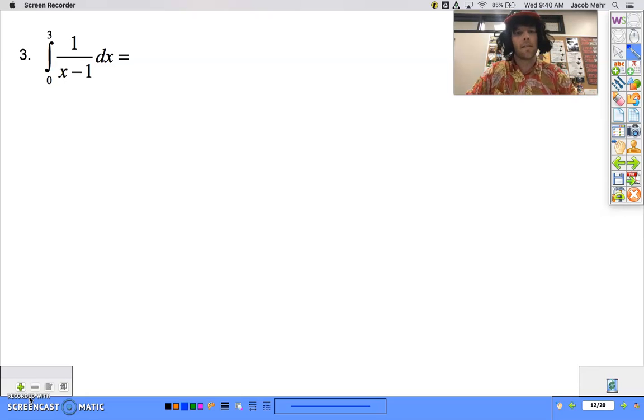All right, let's look at two more improper integrals here of the type 2, the discontinuous. Here we're going to take the integral from 0 to 3 of 1 over x minus 1 dx. And a quick look at this one should make us recognize that our discontinuity is going to happen at x equals 1. There's a vertical asymptote.